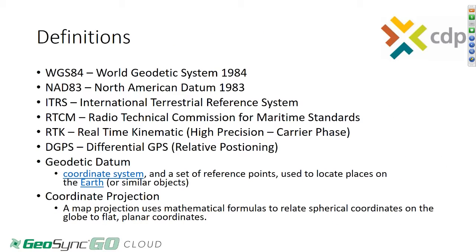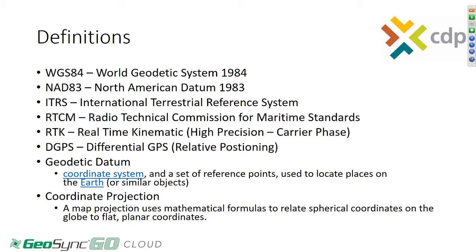So let's run through a few definitions. We've already said WGS84 is the World Geodetic System, 1984. NAD83 is the North American Datum, 1983. ITRS is a term I wasn't that familiar with before, but it has shown up as we've had to begin to deal with this. It's the International Terrestrial Reference System, a worldwide reference system, similar to the monumentation maintained by NGS for North America. It's an international reference system that has control points all over the world.